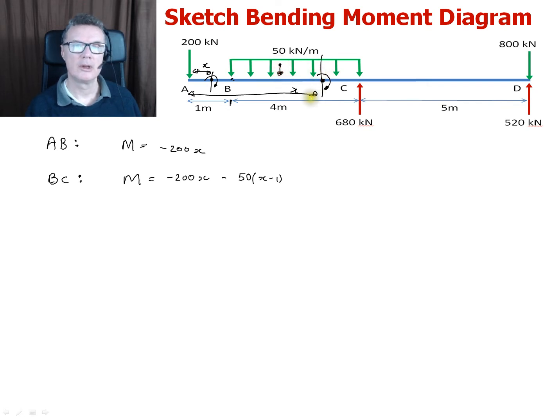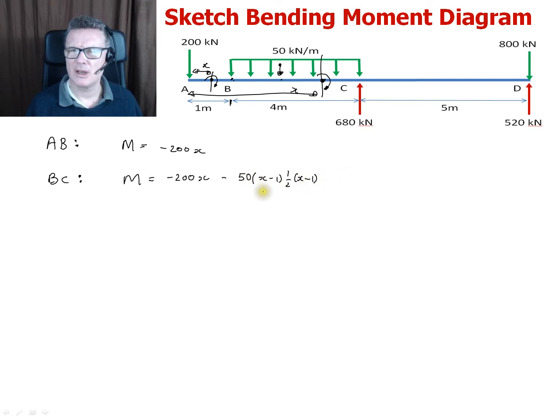Okay. So if it's acting in the middle, then what is this distance from here to here? Well, this distance from here to the beginning of the UDL is X take away 1. So this distance from here to halfway to the center of this section of the UDL is half X take away 1. Okay, so that's one way to work it out.